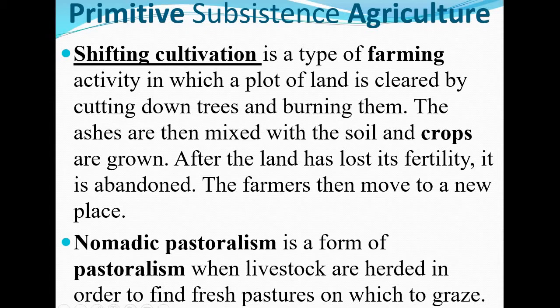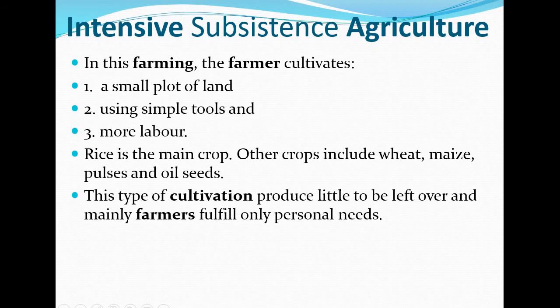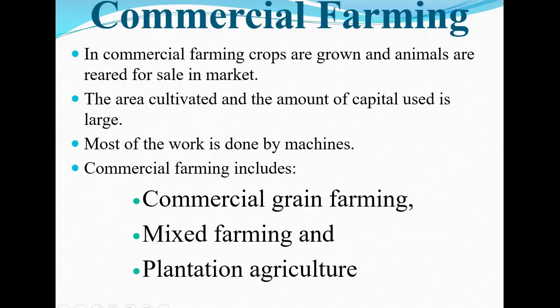which to graze. These are the features of intensive subsistence farming, where a farmer cultivates a small plot of land using simple tools and needs more labor. Rice is the main crop here. Other crops include wheat, maize, pulses, and oilseeds. This type of cultivation produces little to be left over, and farmers mainly fulfill only personal needs.